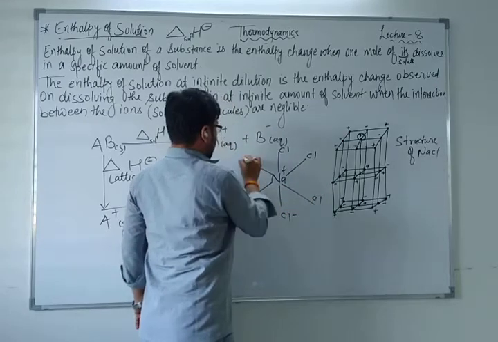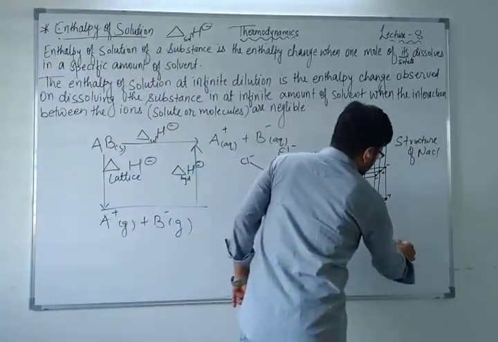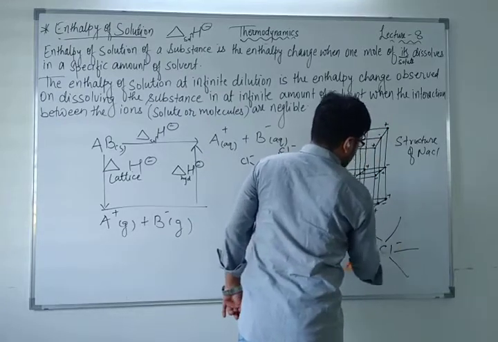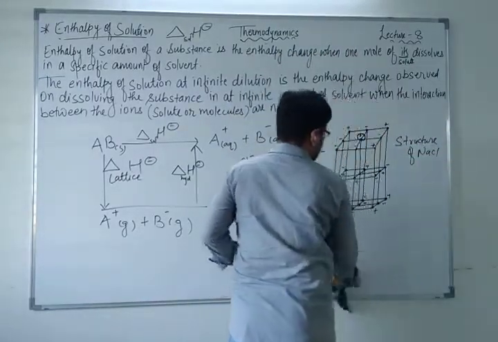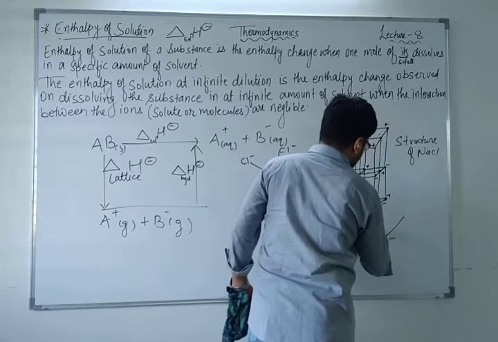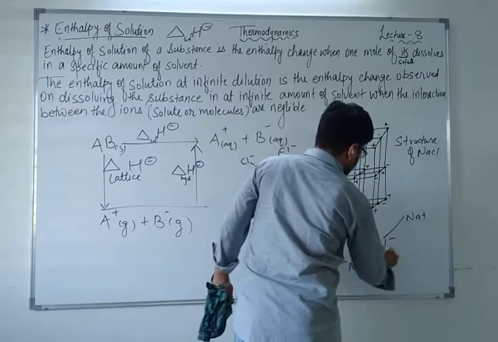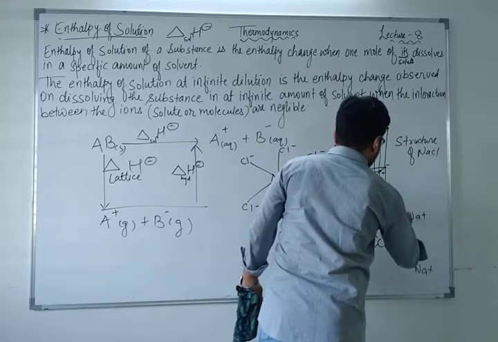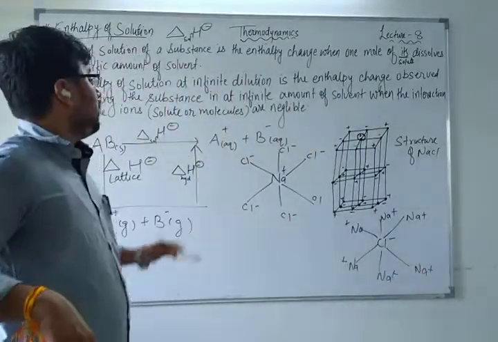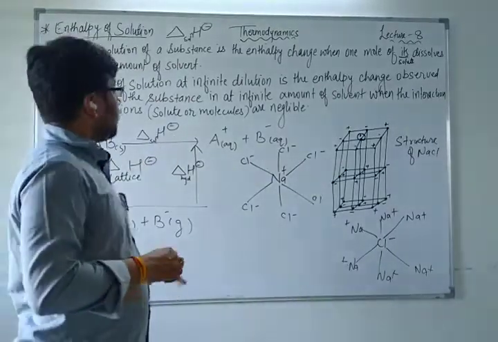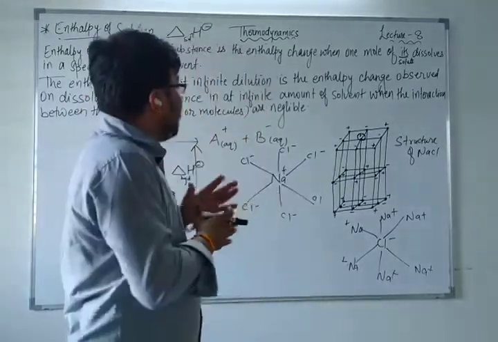I hope you have now understood the ionic structure of sodium chloride. Similarly, one chloride ion is surrounded by six sodium cations: Cl minus is surrounded by one Na plus, another Na plus, 2, 3, 4, 5, and 6. Sodium chloride is an ionic compound. Now you can see that when this ionic compound dissolves into the solution, the ions become disorderly.